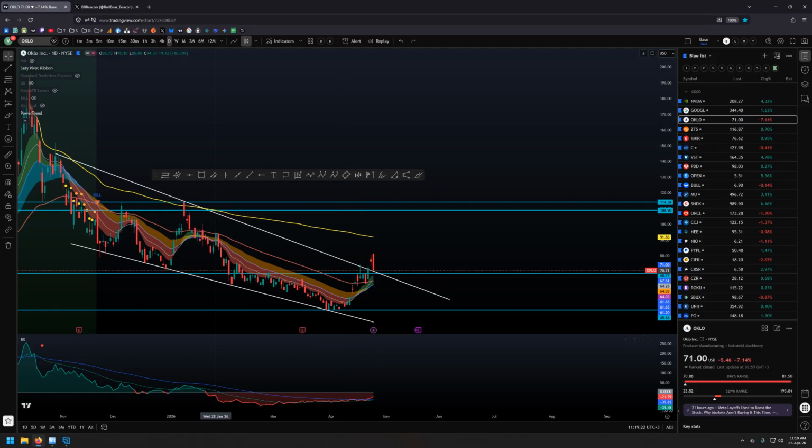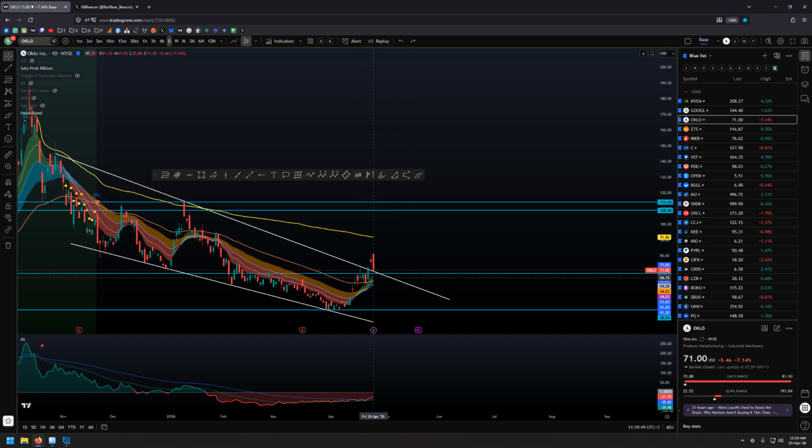Even if we continue going down, the expected behavior is that we would basically bounce off the ribbon. And as long as we don't go below the 21 EMA for a sustained period of time, or below the ribbon, this is fine. This is a cut if we get a close below the ribbon. So basically, if this goes down and we close below it, this is a cut. This is how we treat the setup.